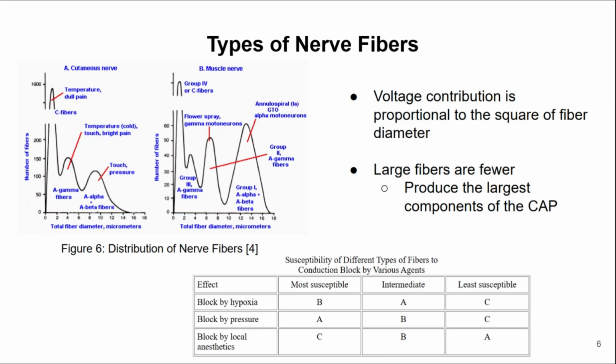So the slowest neurons, which are the smallest diameter, are largest in number, which shape the compound action potential. The voltage contribution in the compound action potential is proportional to the square of fiber diameter. So larger fibers will have larger voltage contribution. However, the larger fibers are fewer in number. So that is what we observe in the compound action potential.